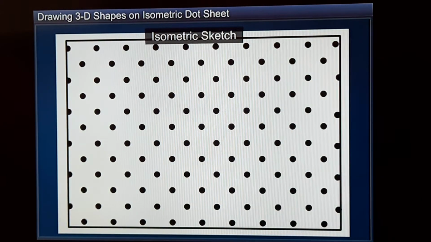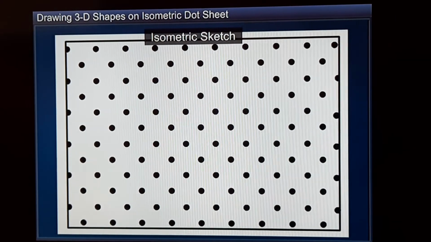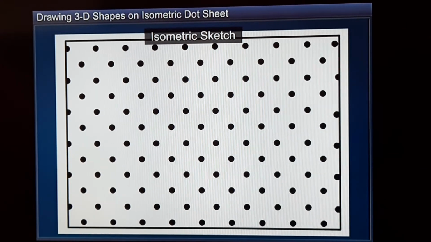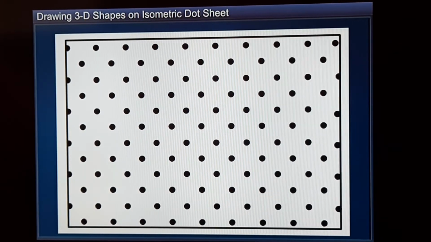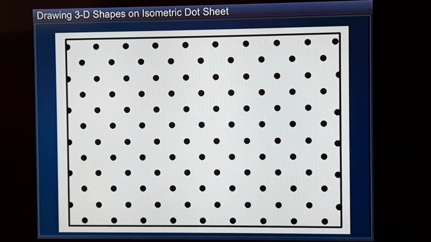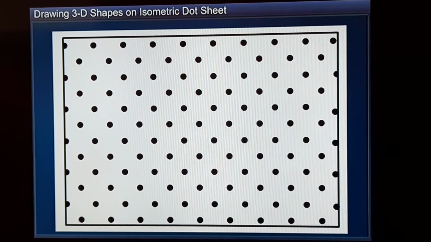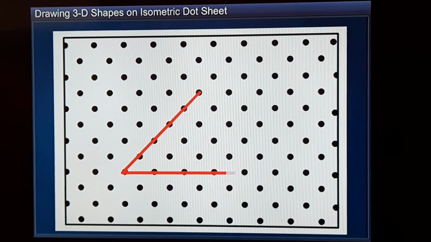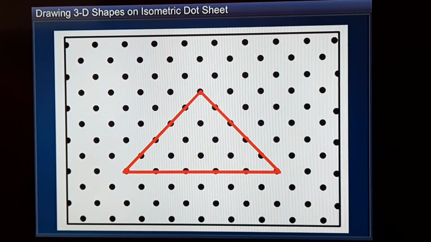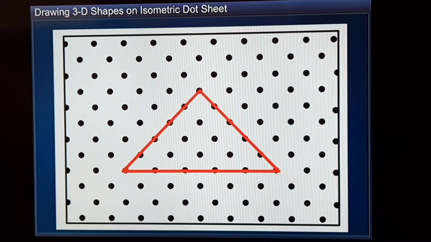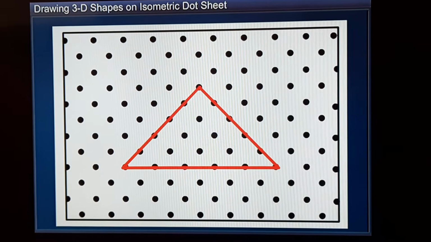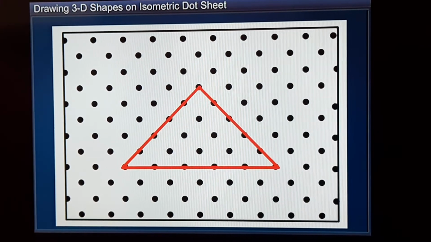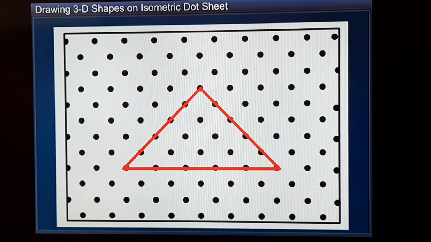We can draw shapes on an isometric dotted paper. The figures so drawn are called isometric sketches. This paper will have dots printed on it in such a way that we can draw equilateral triangles. The advantage of sketching a solid shape on an isometric paper is that the length of the edges are exactly the same as that of the solid figure.